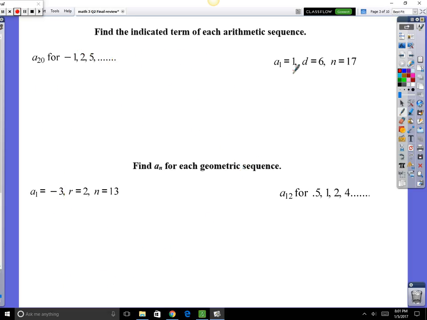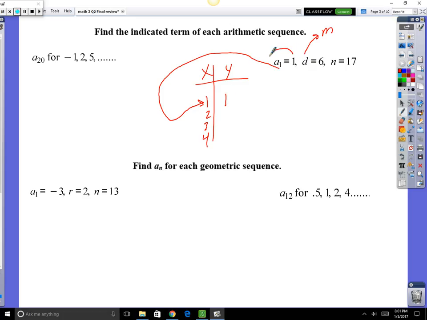Okay, the second one looks a little different. They want a sub 1 is 1, d is 6, n is 17. Okay, d is the same thing as m. And this a sub 1 is actually your first term. So this one is talking about the first, the second, third, fourth. The first one is this guy right here. This is the first number in the pattern.